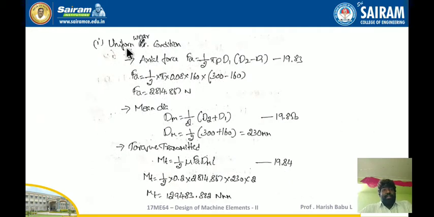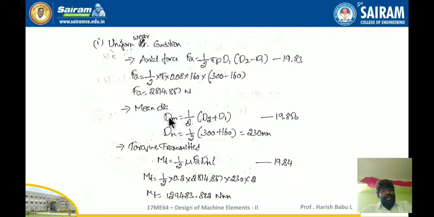We first consider the uniform wear condition. The axial force Fa formula is half pi p d1 multiplied by (d2 minus d1), which is equation number 19.83. I substitute all the values, because p, d1 and d2 are known. I get Fa as 2814.867 newtons.